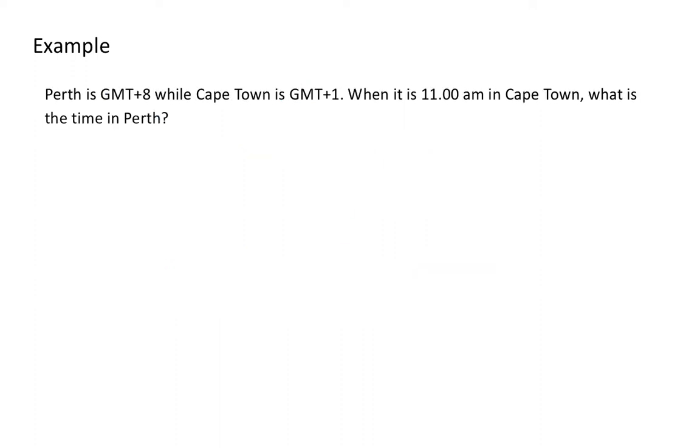In the next example, we have Perth, in a GMT plus 8 time zone, and Cape Town, which is a time zone of GMT plus 1. When it is 11 AM in Cape Town, what is the time in Perth? To determine what time it is in Perth, I first need to calculate what the time difference between the two cities is going to be.